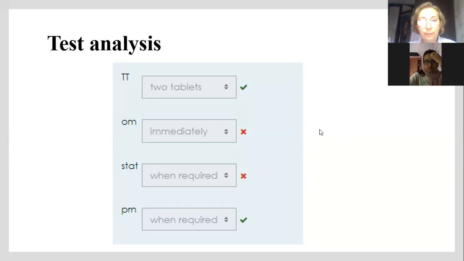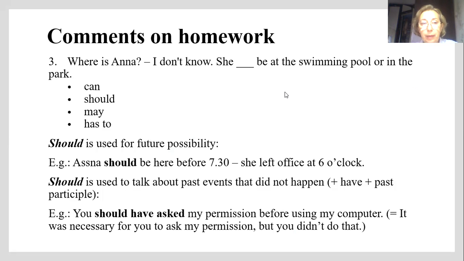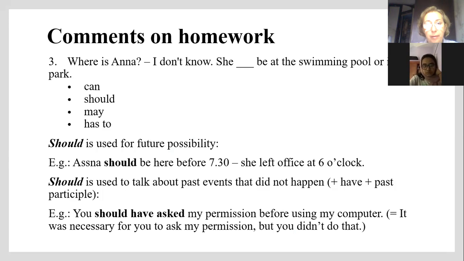so today, one more thing. There are some comments on the homework that you have also done. I mean that you remember that the tasks in the homework were to choose the correct option which are given to the statements, and they are also about modal verbs.